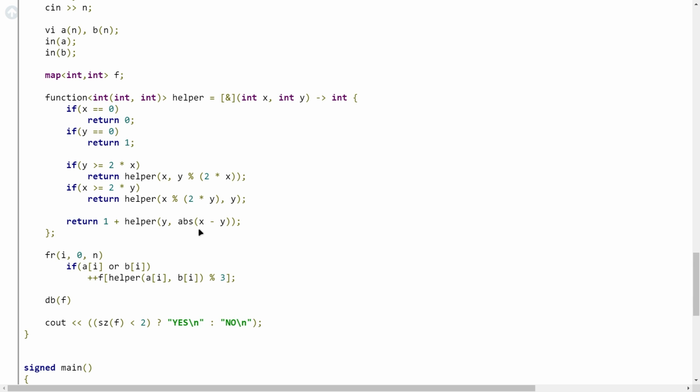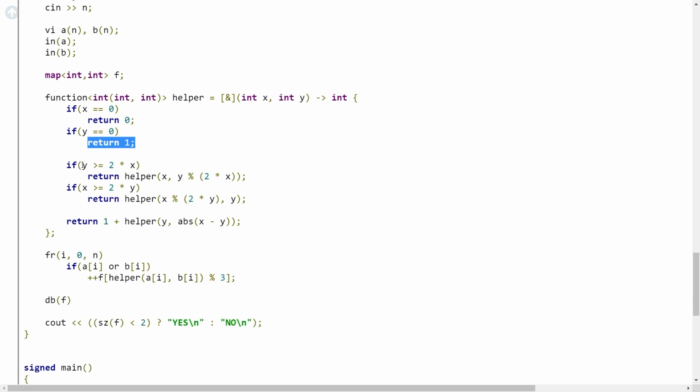So what I do is, whatever value I get from the helper function, I modulo it by 3 and I store it in my frequency map, right? Now what I do in my helper function, I am taking two variables. If x is equal to 0, it will return 0. If y is equal to 0, it will return 1.